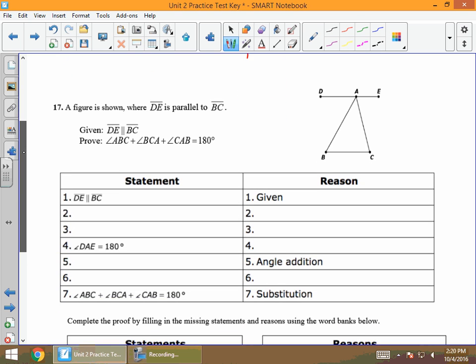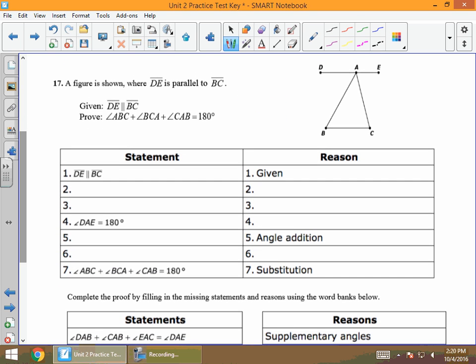All right, question number 17. This is a proof. You have the statements and reasons below. I'm not going to necessarily scroll down because I want to be able to show the picture up here. But I'm going to take a look at all the different statements and all the different reasons, and I'm going to try to build this proof. So the first statement says that DE and BC are parallel. I want to draw that. So these two things are parallel to one another.